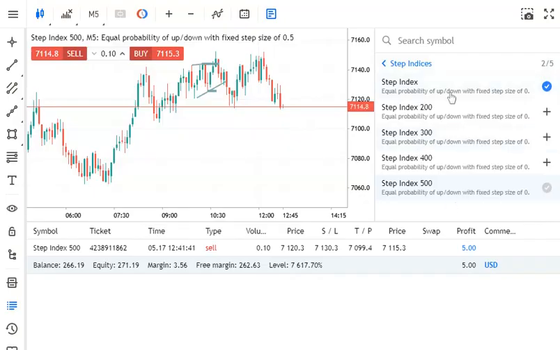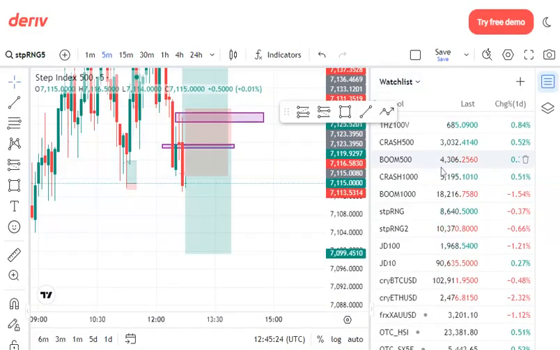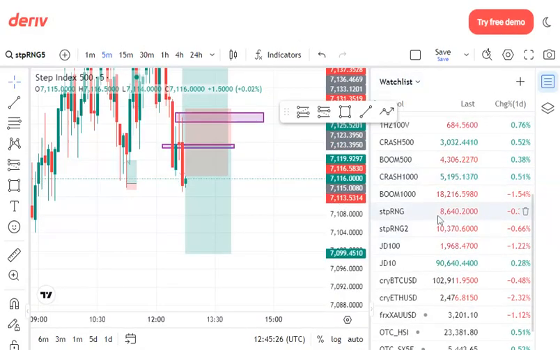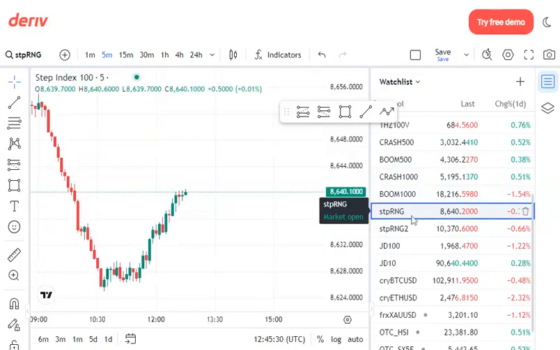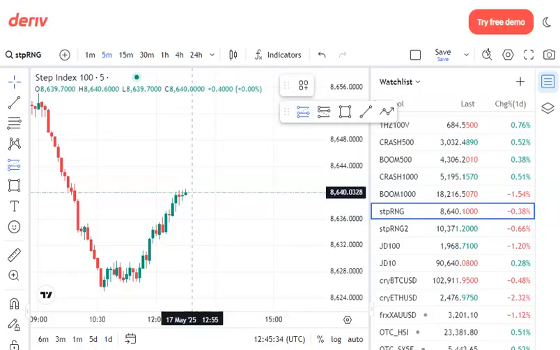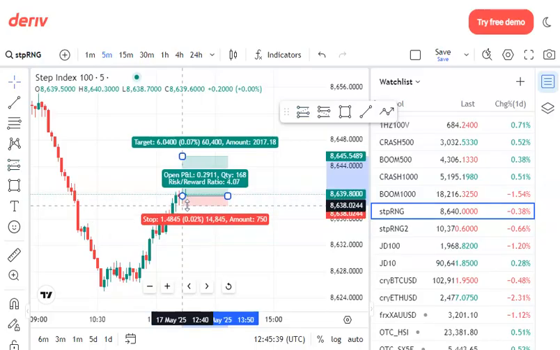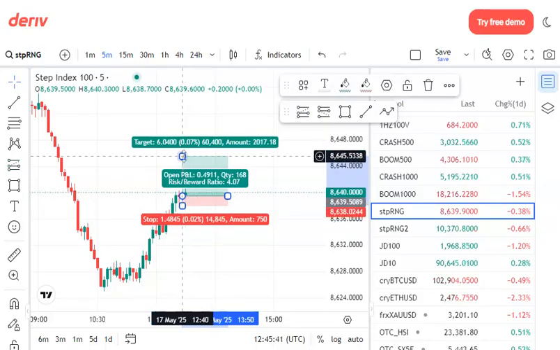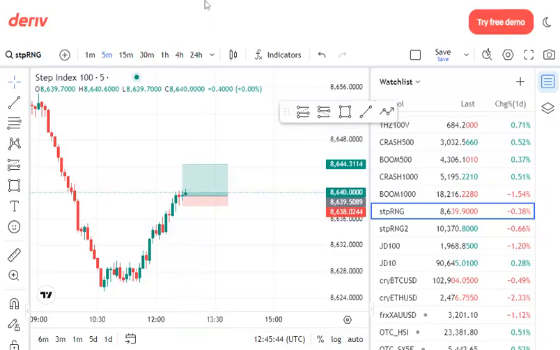So while this is trading, I want us to go to step index itself. I want to go to step index. I want to make money very fast. So step index has yielded us a trade already, $1.4 to make 4.8 USD.